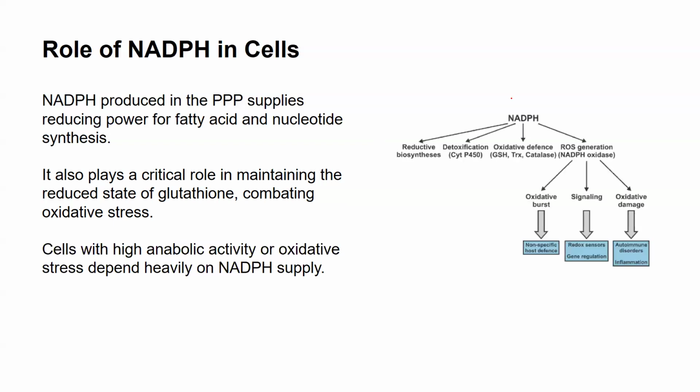So what are other roles of NADPH? As we can see, it's used in reductive biosynthesis. It's also very important in detoxification of toxic substances. Cytochrome P450 is an enzyme that is very important in detoxification in the body. So it helps in detoxifying foreign substances that are toxic to the body. Then it's also very important as an oxidative defense, and it also helps in ROS generation. So these are some of the four important roles of NADPH in a cell.